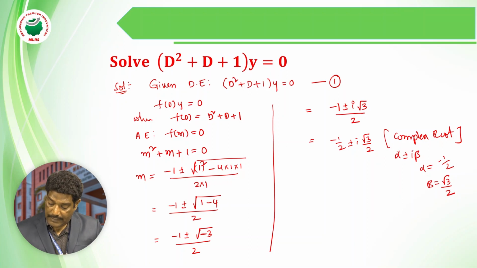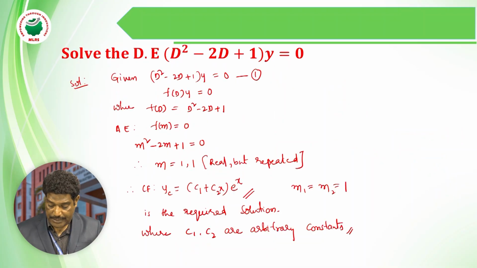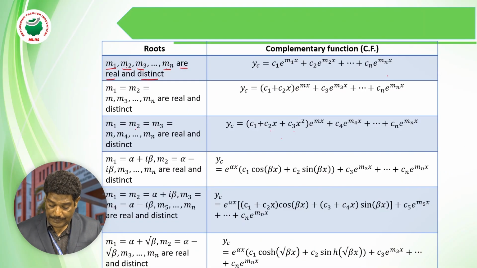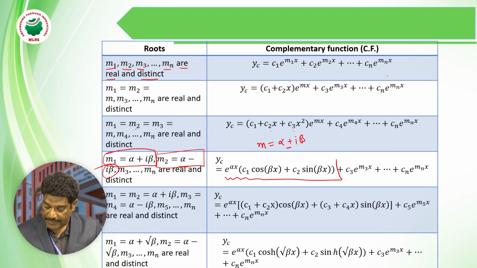So whenever we get complex roots, how to write the complementary function? Let's go back to this. Here you can see the root m1 equals to alpha plus i beta and m2 equals to alpha minus i beta. Then the roots will be alpha plus i beta or alpha minus i beta. That will be a complex root. In this case, you can write the complementary function like this.